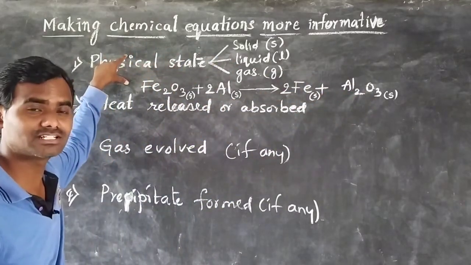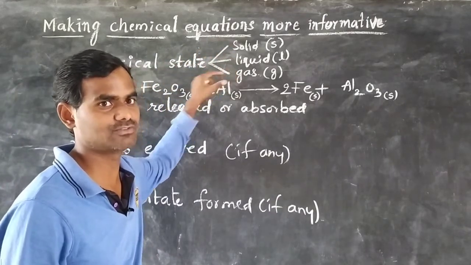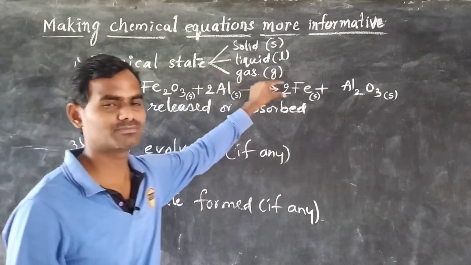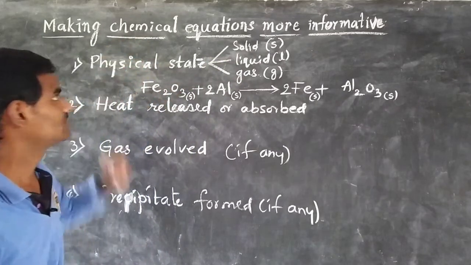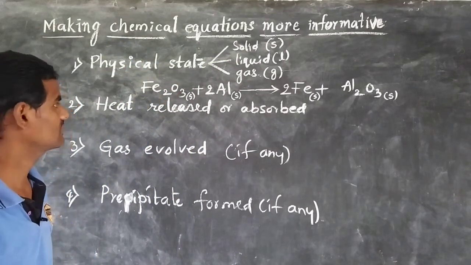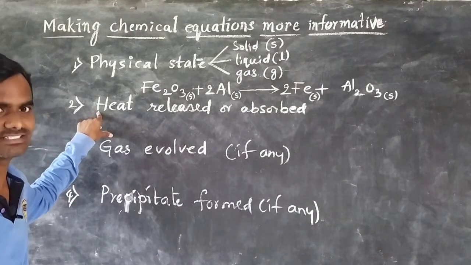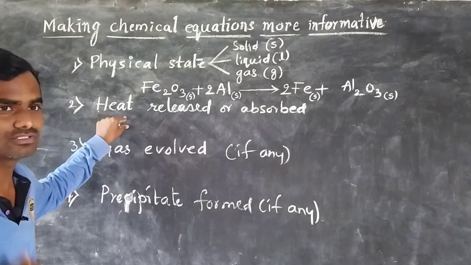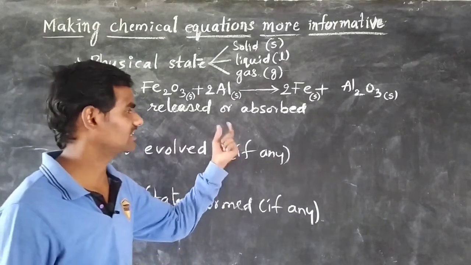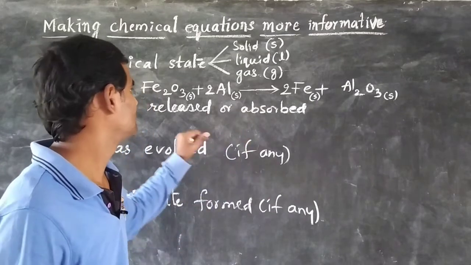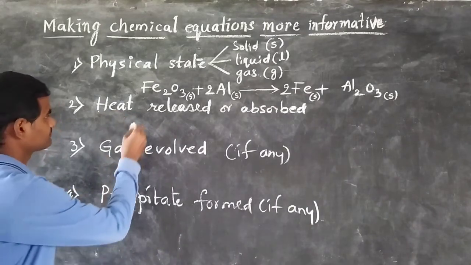So this is representing physical state by using solid, liquid and gaseous forms. In which form the compound is present, we represent it with solid, liquid or gas, so that the equation becomes more informative. Next, the second one, heat released or absorbed. In some reactions we have to give heat so that the reaction takes place, and in some reactions heat is released. To represent that we will see one example.